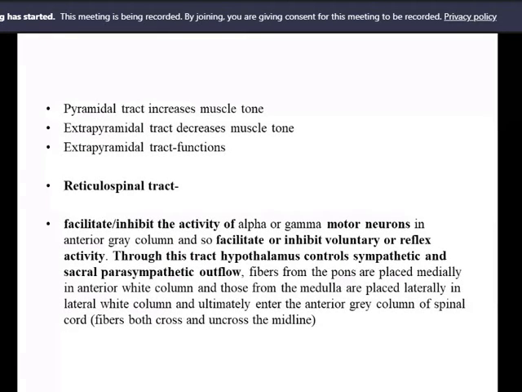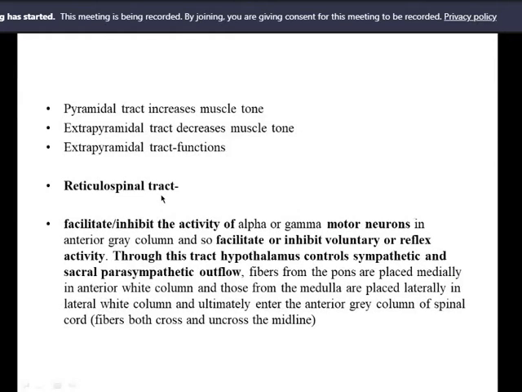Now about pyramidal tract, I have already told that the pyramidal tract increases the muscle tone, extrapyramidal tract decreases the muscle tone. Extrapyramidal tract functions, we are talking about one after another. For reticulospinal tract, from reticular formation it originates. In every tract, always remember its origin, its course, and its termination, right? Then the tract is complete.